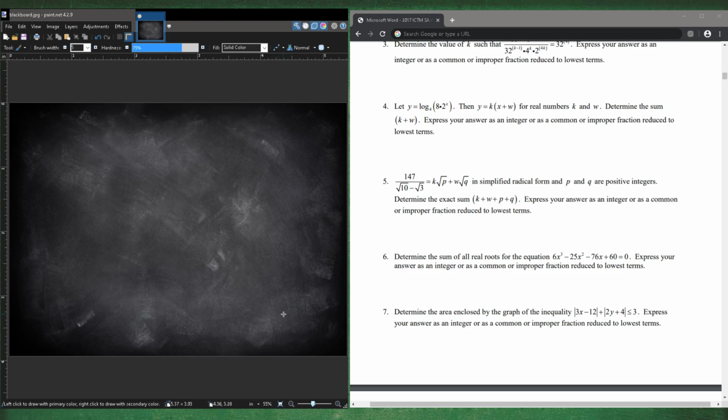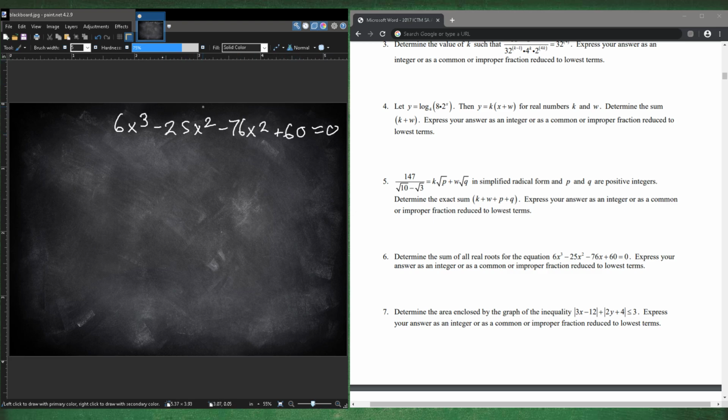Number 6: determine the sum of all real roots for the equation 6x cubed minus 25x squared minus 76x plus 60 is equal to 0. Okay, so usually you don't have to read the entire thing. Sorry if I keep pausing and reading it.